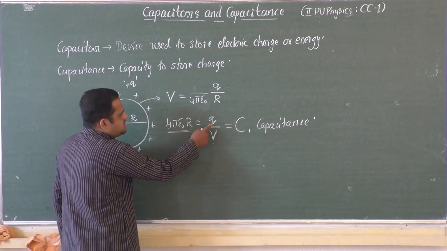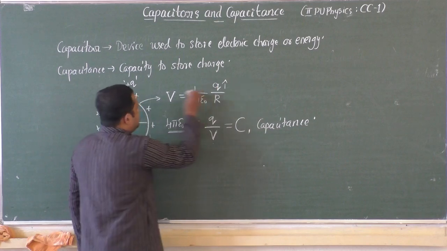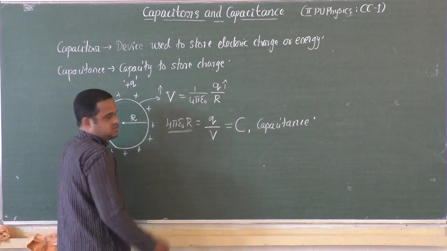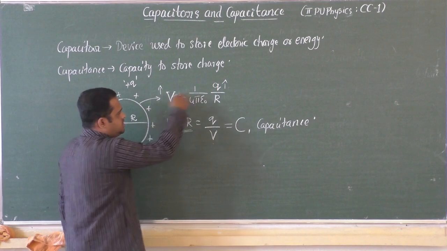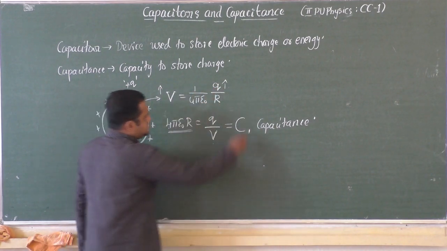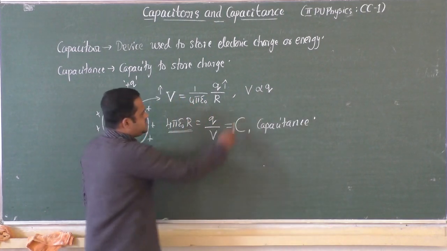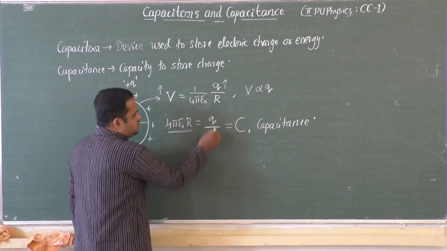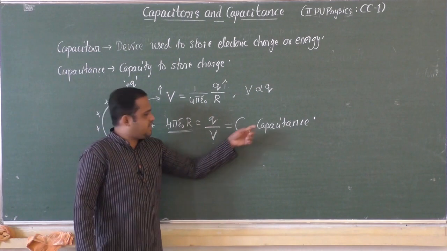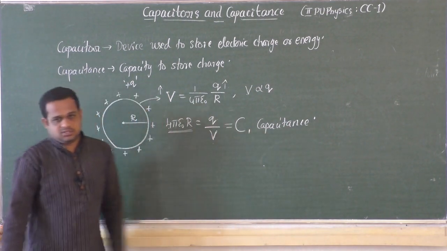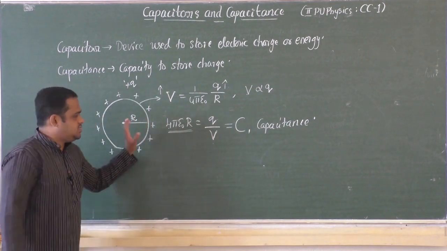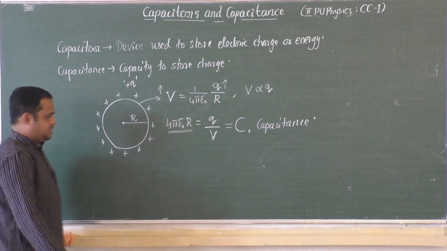See, if you increase the value of Q here, V increases. Or in other words, if you increase the potential, the amount of charge increases. That is, V is directly proportional to Q. When V is directly proportional to Q, Q divided by V is a constant, and that constant is the capacitance of that particular device. Now in this case, it is the capacitance of the conductor.